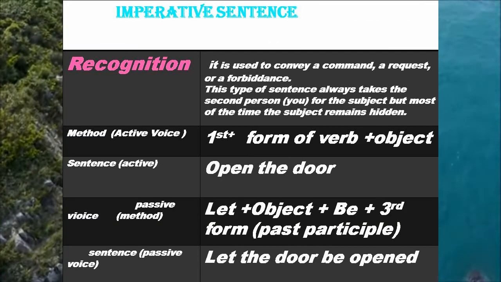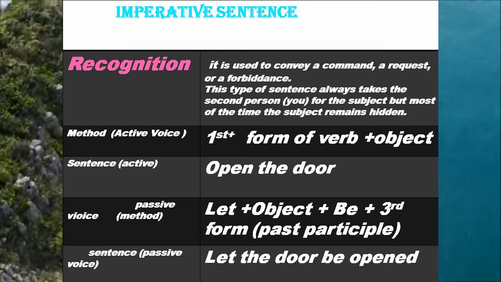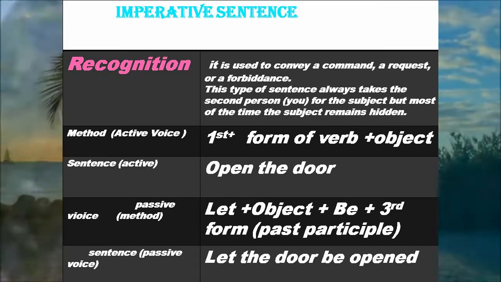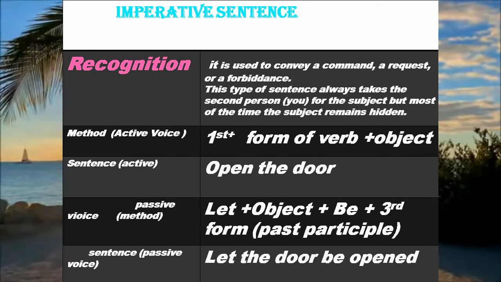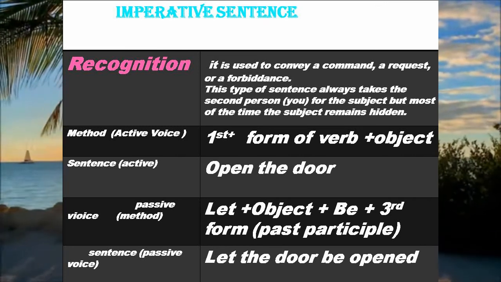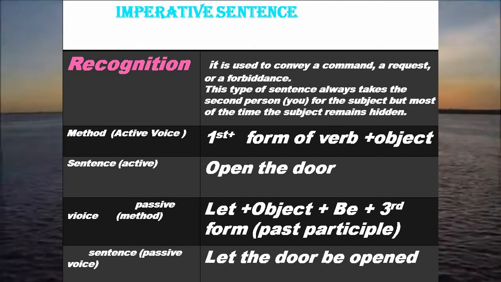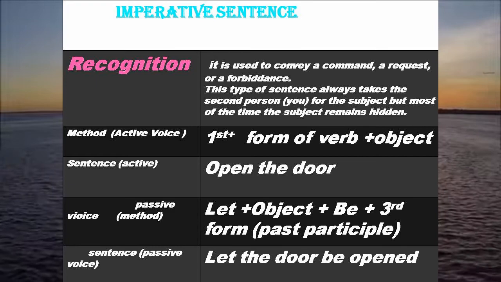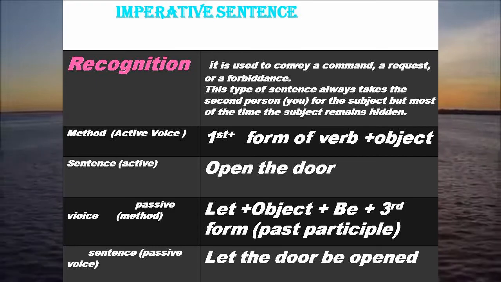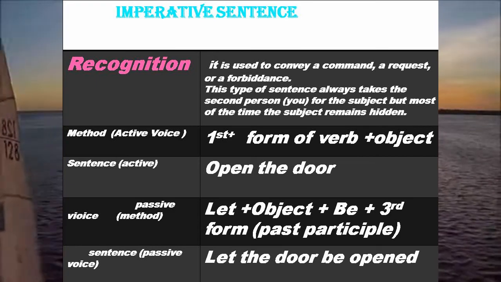Imperative sentence. It is used to convey a command, a request, or a forbiddance. This type of sentence always takes the second person, you, for the subject, but most of the time the subject remains hidden. Method: first form of verb plus object. Open the door. Passive voice: let plus object plus be plus third form of verb, past participle. Let the door be opened.